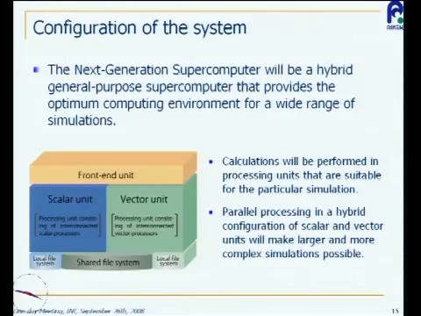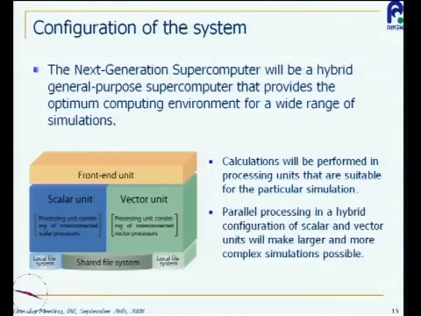At the conference, we are now doing a detailed design of the system. Today I can say only this figure for the system. The next generation supercomputer will be a hybrid general purpose supercomputer, which provides the optimum computing environment for a wide range of simulations.